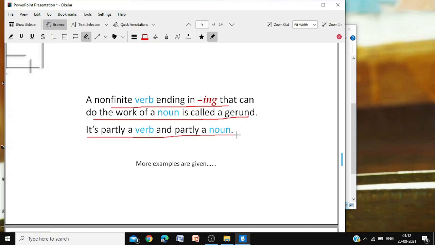So a gerund is a non-finite verb. It ends in -ing: going, coming, playing, and it will do the work of a noun. And let us see a few more examples.